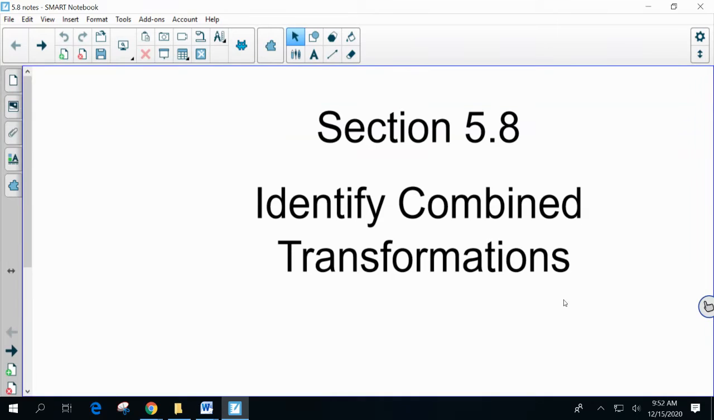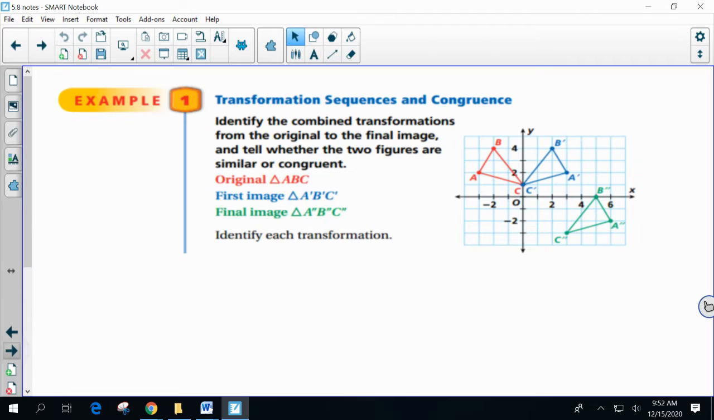All right, so we are talking about combined transformations today. We are going to be working with a lot of times 3 images. We're going to have the original image, which doesn't have any apostrophes. We're going to have the prime image, which has 1 apostrophe. And then we are going to have the third and final image, which has 2 apostrophes.